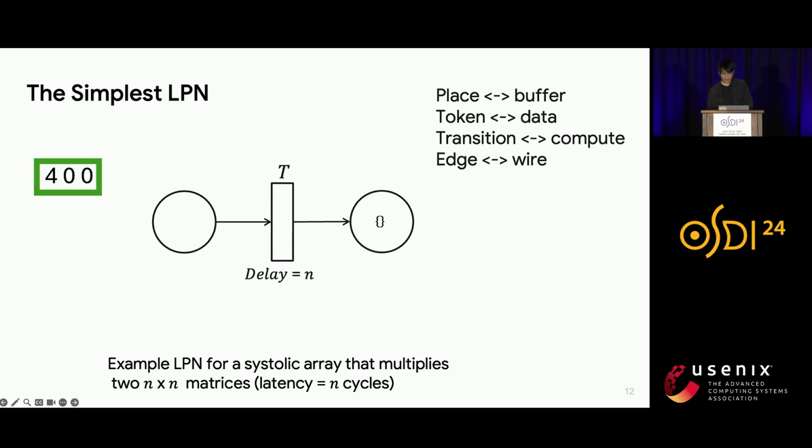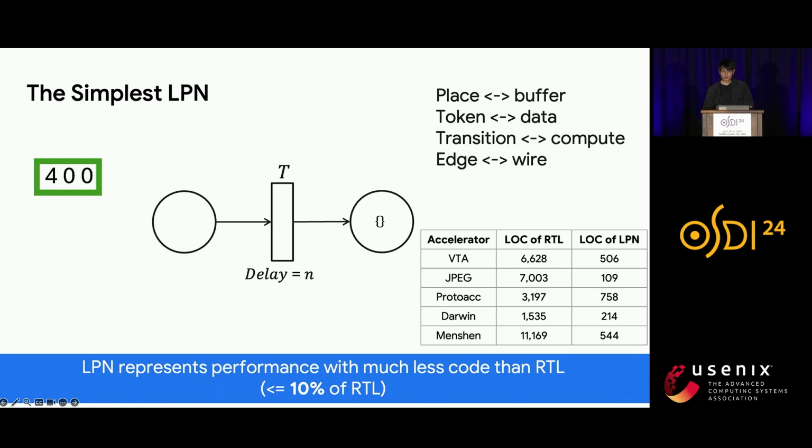Now, it is obvious that this LPN uses much less code than the original systolic array implementation to just represent the performance of the hardware. In fact, this is true for all 5 different real accelerators we constructed LPNs for, where we use only 10% of the code compared to the RTL to represent the performance.